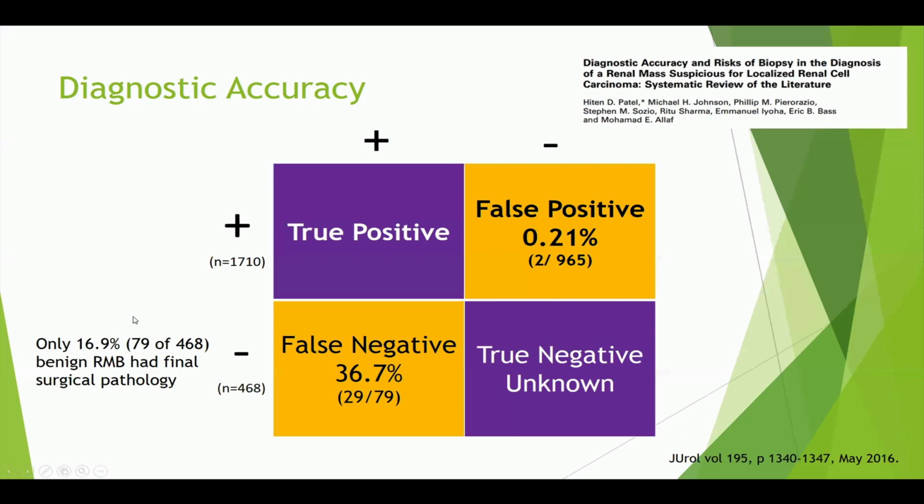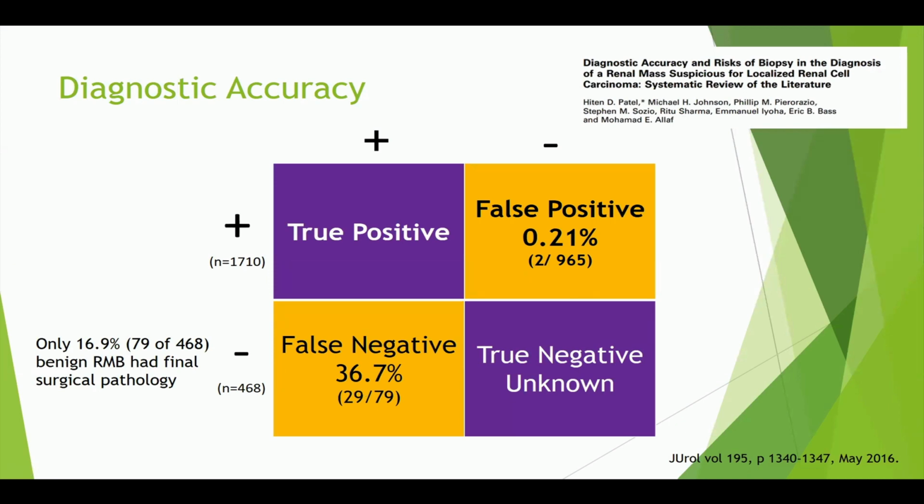However, at over 80%, the majority of patients did not undergo surgery after a benign biopsy. So as a result, only 79 of the 468 benign biopsies actually had surgical pathology available. So the real true negative and false negative rates are unknown. There were 29 false negatives, or put in another way, 36.7% if the denominator is 79. In other words, among patients who underwent surgery with a negative biopsy, about 1/3 ended up having cancer on final surgical pathology.